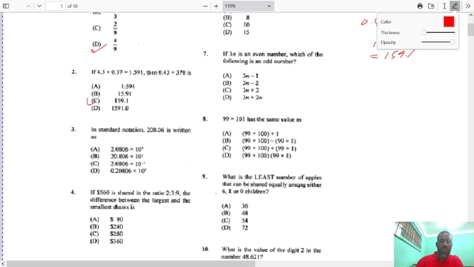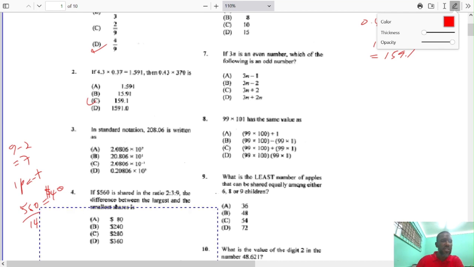Now what else do we want to know? We will realize that the difference between the smallest part and the largest part is 7 parts. So 9 minus 2 is equal to 7 parts. Therefore, we have 7 times 40, which will give us 280. So our answer here is C, which is 280.